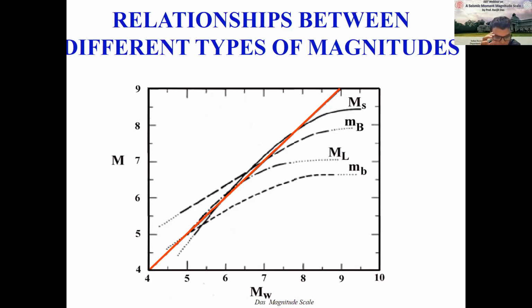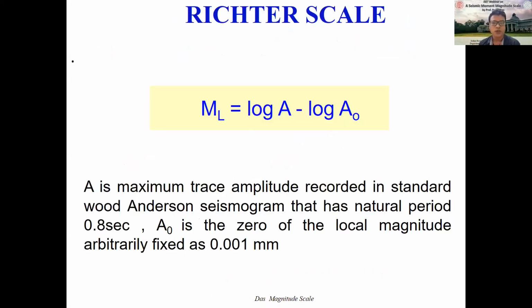So this figure shows how different magnitudes of earthquake size have limitations. The body wave is called mb and the local wave is called ML; this is mb body wave, this is surface wave. All these magnitude scales have some limitation except MW. So now I'm going to explain what the Richter scale is.